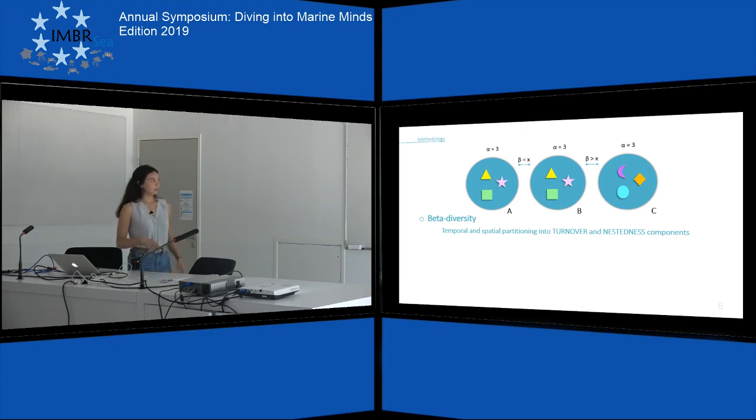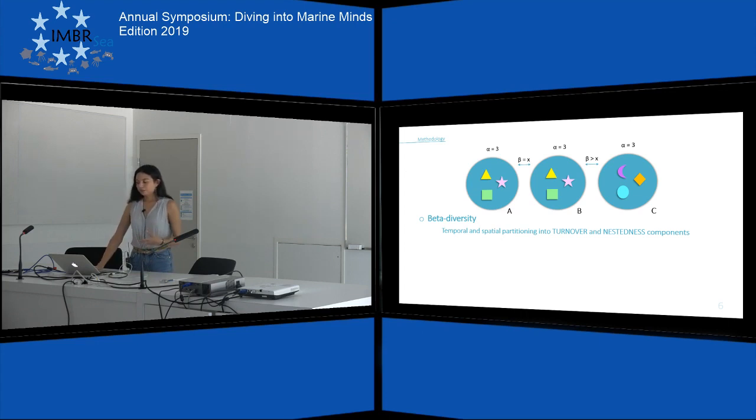So I made a schematic to explain what the concept was in case it's a little bit new to you. Every single site has the same alpha diversity because there are 3 species and 3 individuals per site, whereas the beta diversity for sites B and C is higher than B and A because you have more species differences between sites B and C, for example.